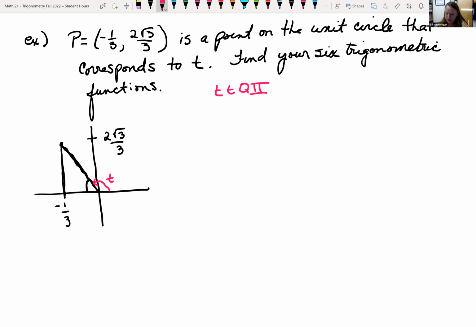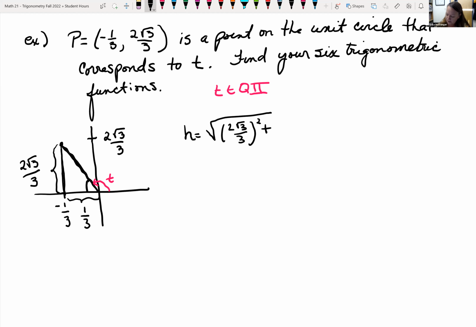Now I'm going to create my triangle and figure out my missing side. I know that this length in here is my y value, which is 2 root 3 over 3, and this length right here is 1/3. So I need to find the hypotenuse, and the hypotenuse is equal to the square root of 2 root 3 over 3 quantity squared plus 1/3 quantity squared.